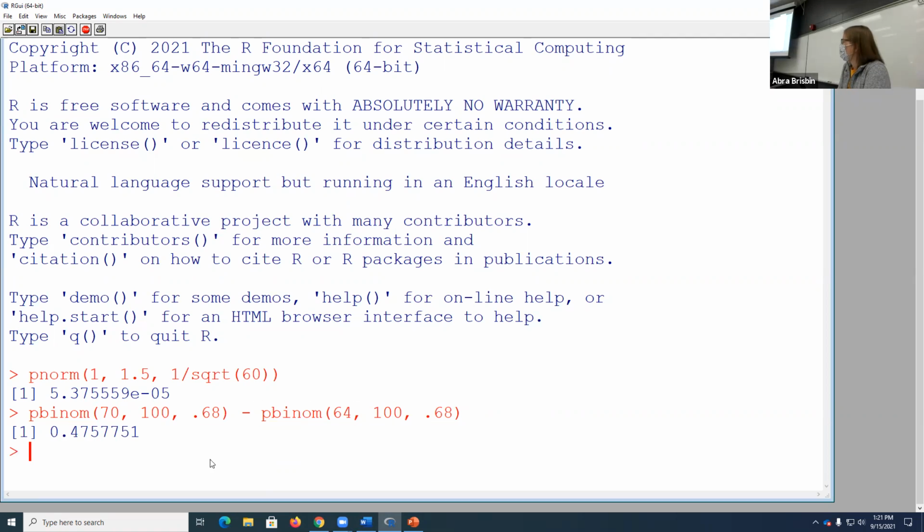So here's what that looks like in R using pbinom of 70 with a sample size of 100 and p equal to 0.68, minus pbinom of 64 with the same n and p. So we get 0.47577. Questions about that? All right.